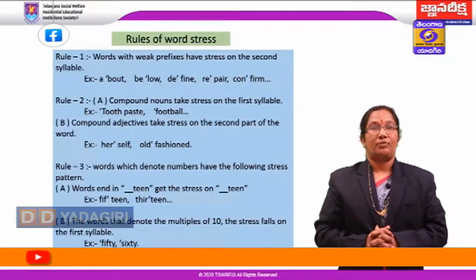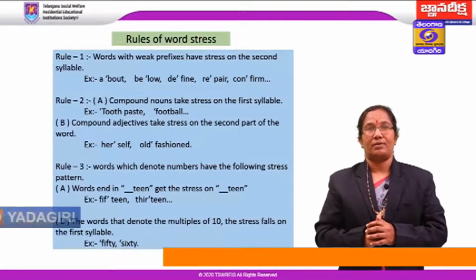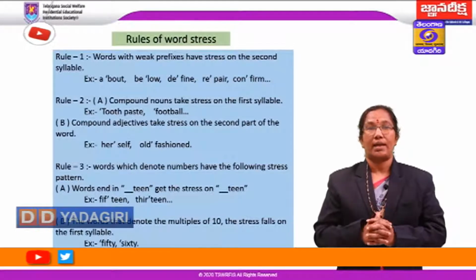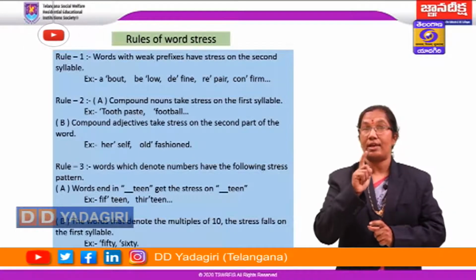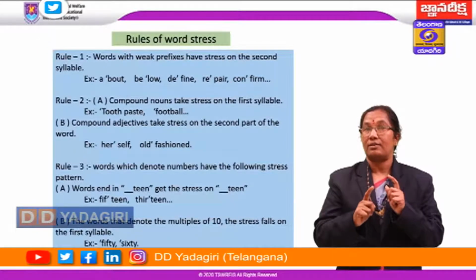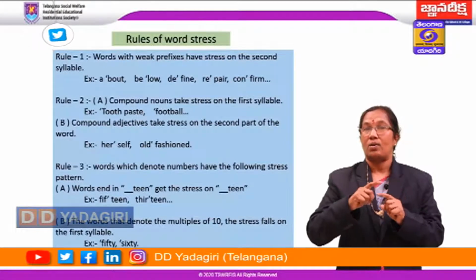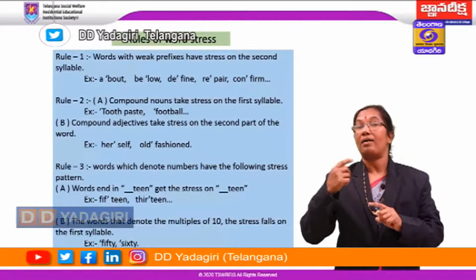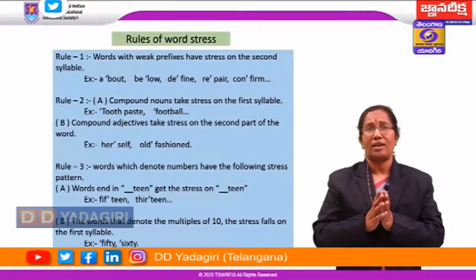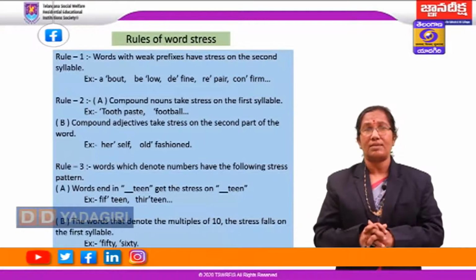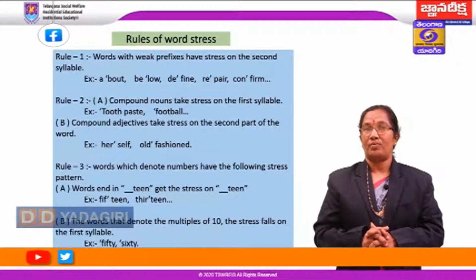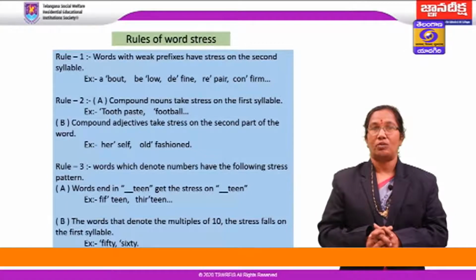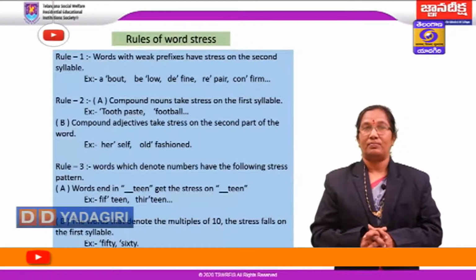Good. Next we have compound adjectives. Compound adjectives take stress on the second part of the word. Listen carefully. Can you give an example for compound adjectives? Soft-spoken. Awesome.